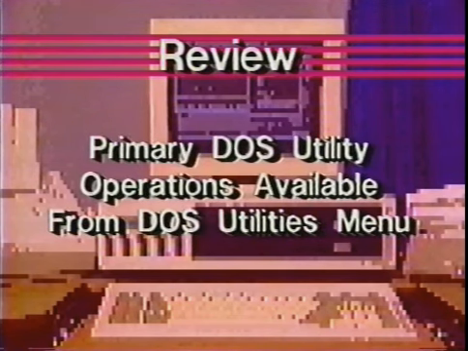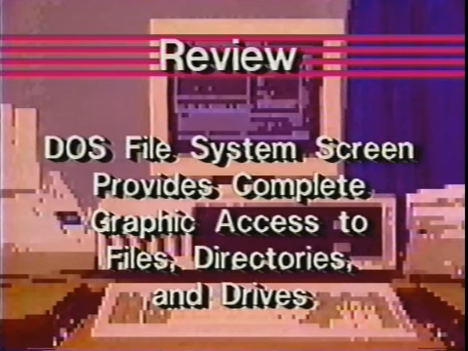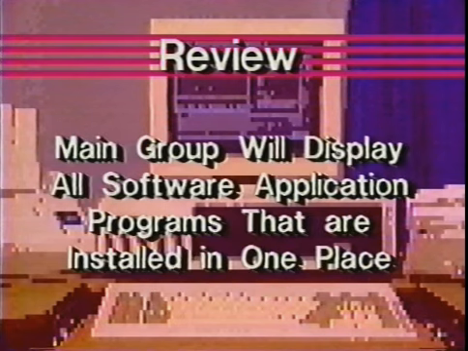The primary DOS utility operations are available from the DOS Utilities menu. The DOS File System screen provides you with complete graphic access to files, directories, and drives. The main group will display all the software application programs that you have installed in one place.